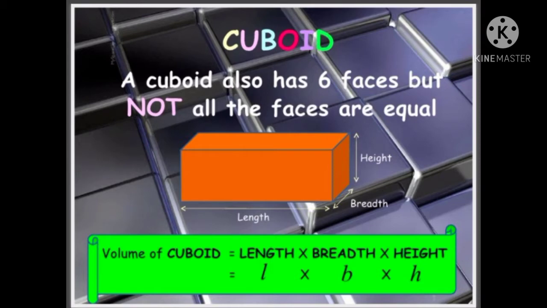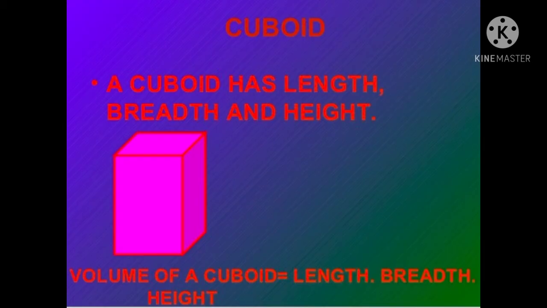A cuboid has 6 faces, but not all the faces are equal. Volume of cuboid is equal to length into breadth into height. That is, volume of cuboid is equal to L into B into H. A cuboid has length, breadth and height.